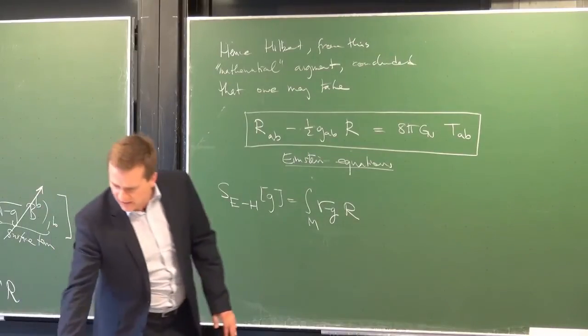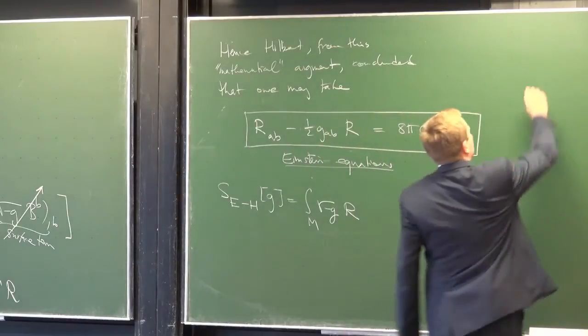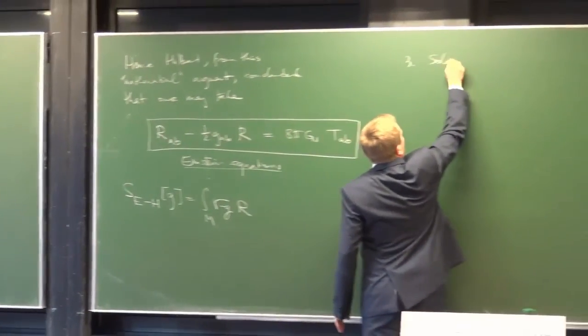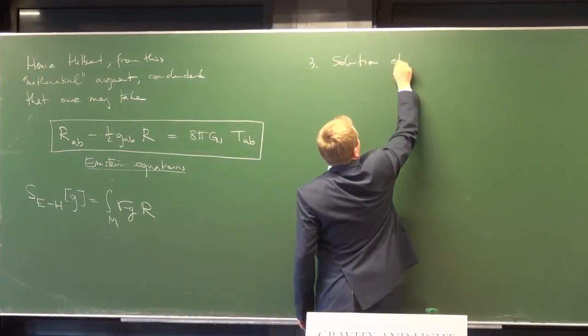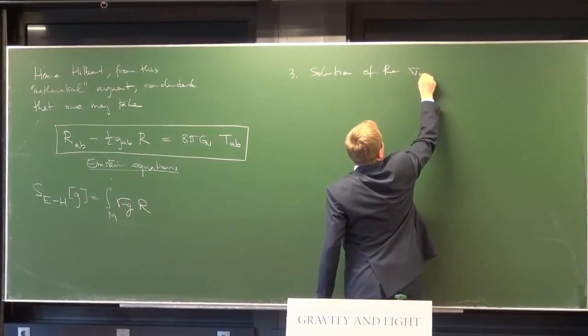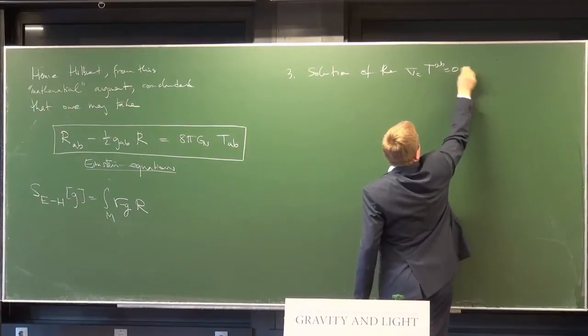So then we have a third solution of the nabla a T ab equals 0 issue.